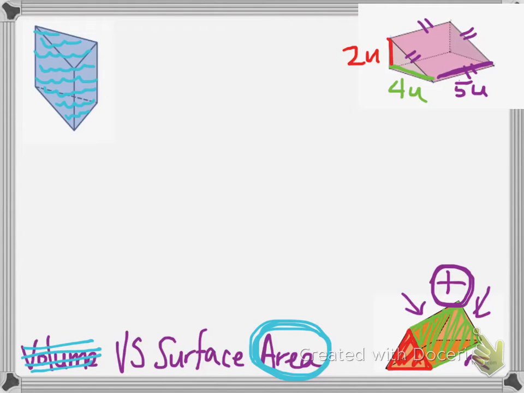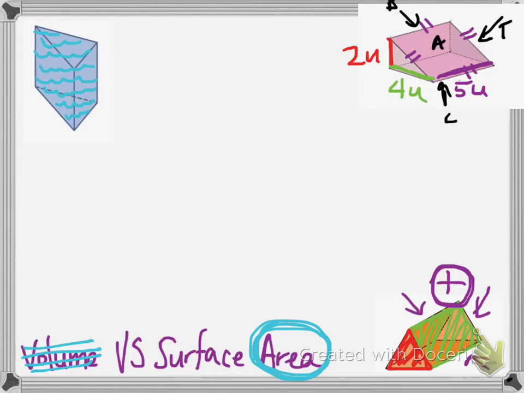I'm going to label these faces. This one's going to be A, the one on the back is going to be B, the one on the bottom is going to be C, and the one on the triangle here, I'm going to call that T for triangle. I'm going to make sure that I get all of those calculated, and then I'm going to add them all up. So let's start off with the surface area of A, which is this face right here.